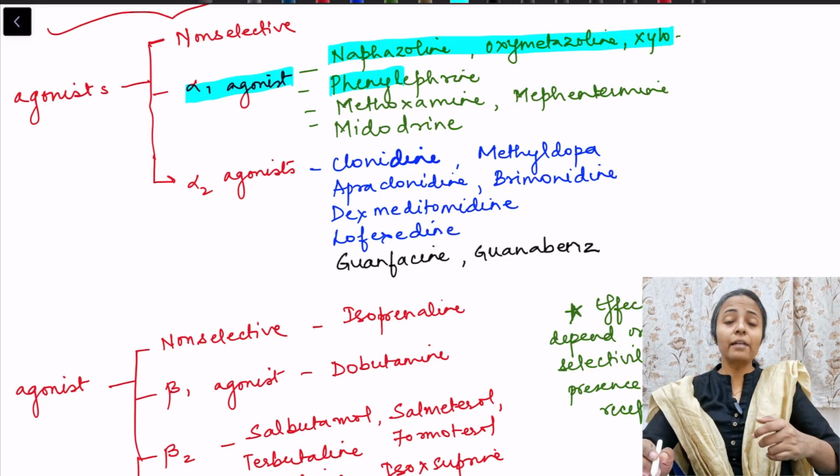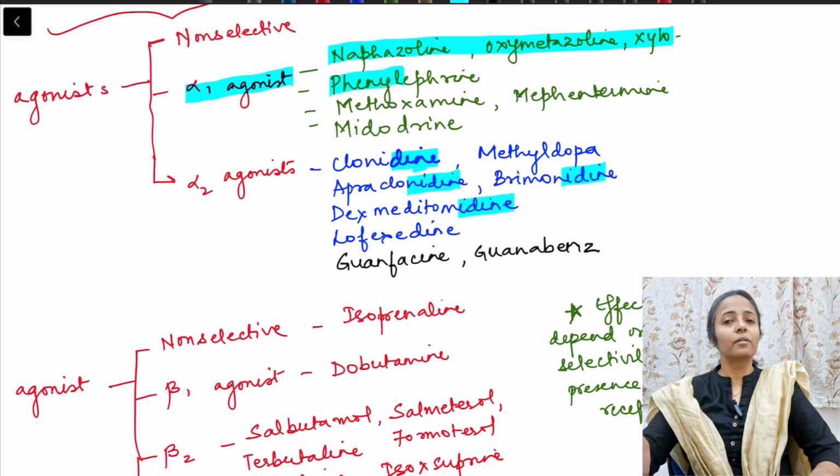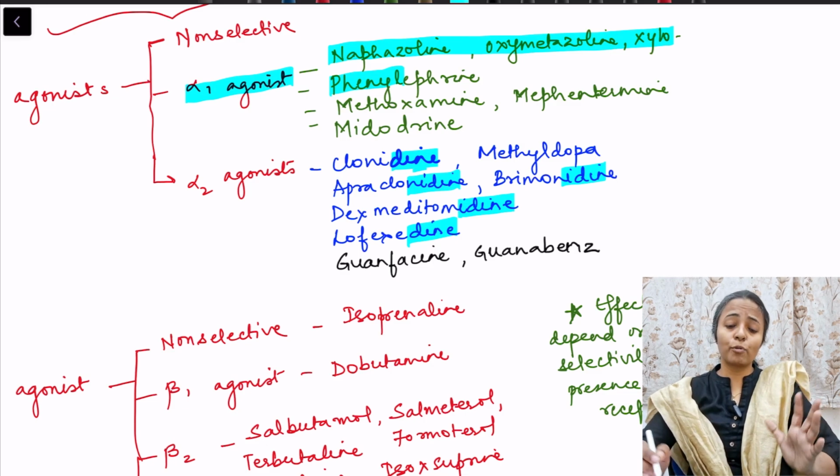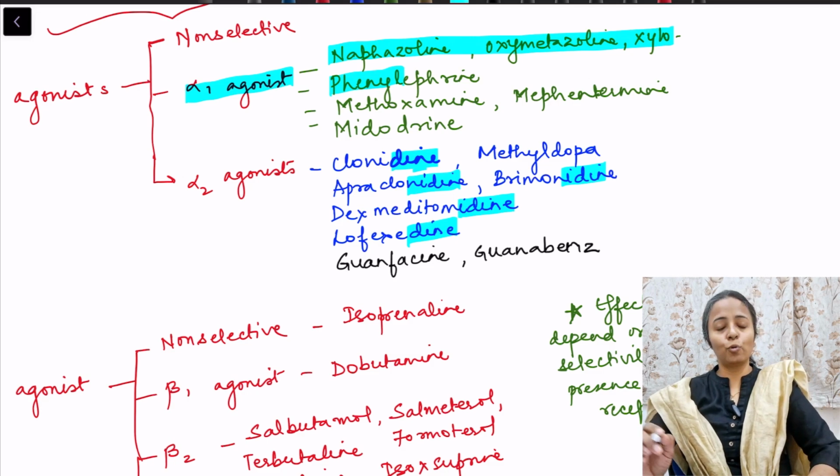Then we have alpha 2 agonists which include clonidine, apraclonidine, brimonidine, dexmedetomidine, and lofexidine. So all these ending in dine are alpha 2 agonists. Then we have guanfacine and guanabenz, which are not used now, but they are the prototypes of alpha 2 agonists. We also have one other drug which does not end in dine, methyldopa. So these are alpha 2 agonists.